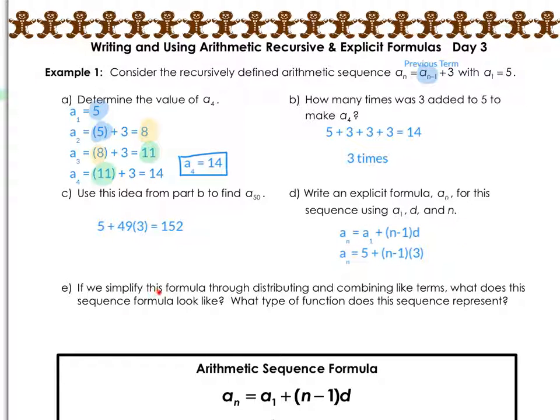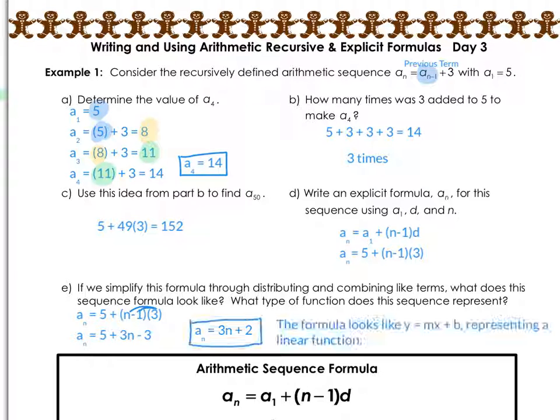So if we simplify this formula through distributing and combining like terms, what does the sequence formula look like? And what type of function does this sequence represent? So to distribute this 3 to the n and the minus 1, we get 3n minus 3, and then combine like terms, 5 minus 3, we get a sub n equals 3n plus 2. The formula looks like y equals mx plus b, representing a linear function.